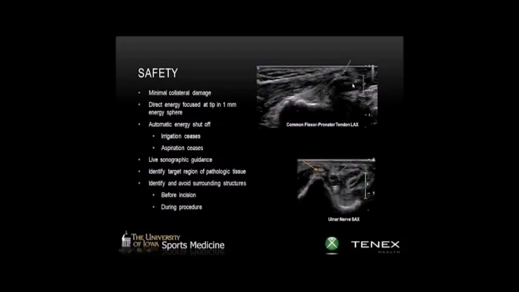Here's the common flexor pronator tendon, and if we look on the transverse or short axis view, here's this abnormal region that we were seeing, and here's our ulnar nerve. Certainly we wouldn't want to be here with any device that's going to have a very large radius of damage to tissue with the ulnar nerve sitting right here. I've treated many of these and never had any carryover injury to the ulnar nerve.